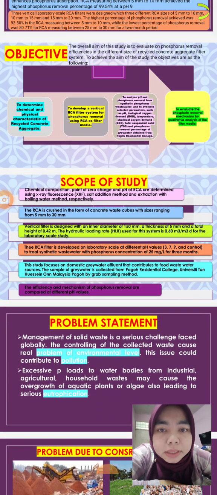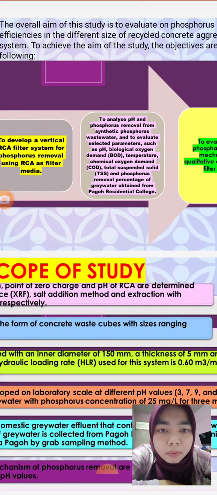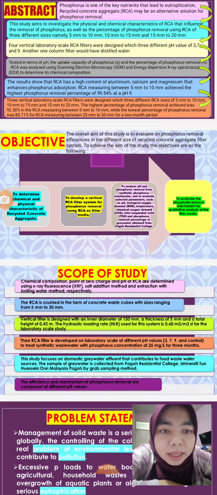Objective: first, to determine chemical and physical characteristics of recycled concrete aggregate. Next, to develop a vertical recycled filter system for phosphorus removal using RCA as filter media. Next, to analyze pH and phosphorus removal from synthetic phosphorus wastewater and to evaluate selected parameters such as pH, biological oxygen demand, temperature, chemical oxygen demand, total suspended solids and phosphorus removal percentage of greywater obtained from Bago Residential College. And next, to evaluate the phosphorus removal mechanism by qualitative analysis of the filter media.